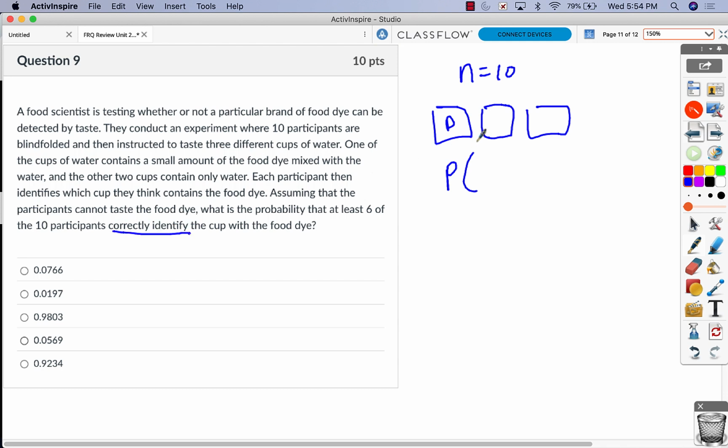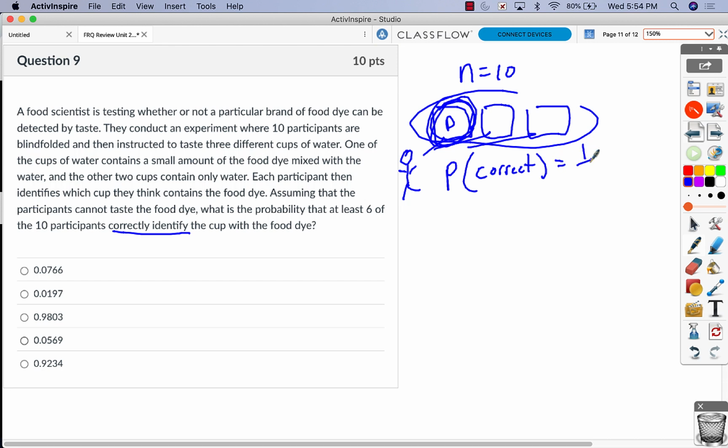Assume they correctly identify. What's the chance that this is the first person? The first person just tries that, tries that, tries that. What's the chance he guesses it correctly? Okay, assuming he cannot taste the food dye, the probability that he is correct is 1 out of 3. So that's your probability. Every person has a 1 out of 3 because we're assuming they cannot taste the dye, so they're just guessing. We have 10 people, so this is a binomial. 10, 1/3.